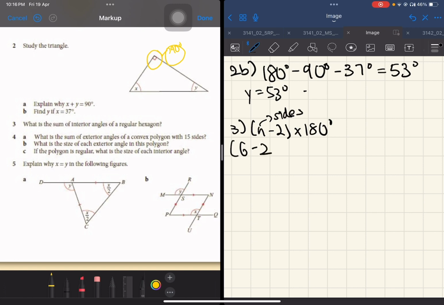So it's going to be 6 minus 2, times 180 degrees, and then we're going to get 720 degrees. And this is the final answer.